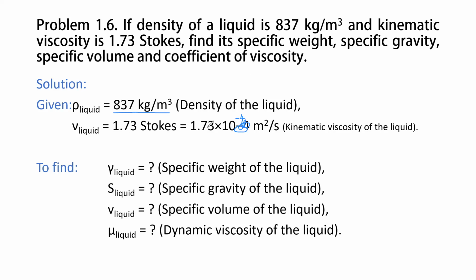So I have told you 1 Stoke is equal to 1 into 10 to the power of minus 4 meter square per second. Stokes is in CGS unit, that we have to convert into SI unit. That is, the SI unit of kinematic viscosity is meter square per second. It is kinematic viscosity, not a dynamic viscosity.